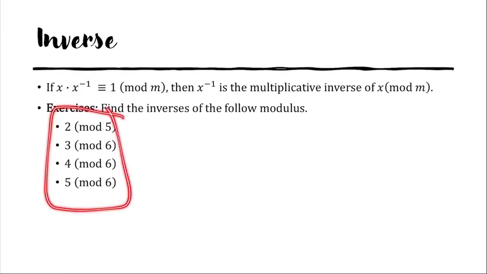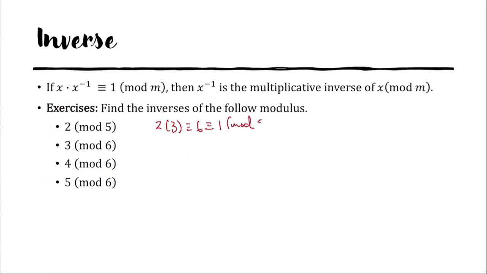So let's look at 2 mod 5. Can you find a multiplicative inverse of 2 mod 5? In other words, what number do you multiply by 2 that will give you 1 mod 5? If you say 3, check 2 times 3 gives you 6, and 6 is congruent to 1 mod 5. So 2's inverse will be 3 mod 5.